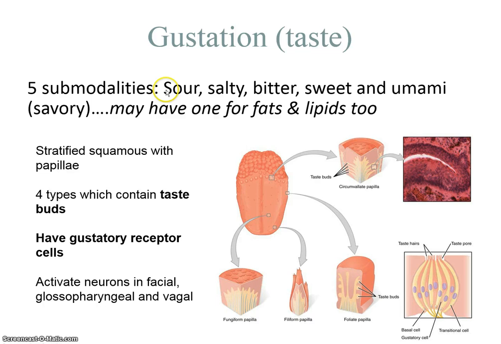So the data we have are based on a very limited number of human beings. So we can agree upon this, though, right? Sour, salty, bitter, sweet, and umami, which is savory, right? So here we are looking at the tongue.